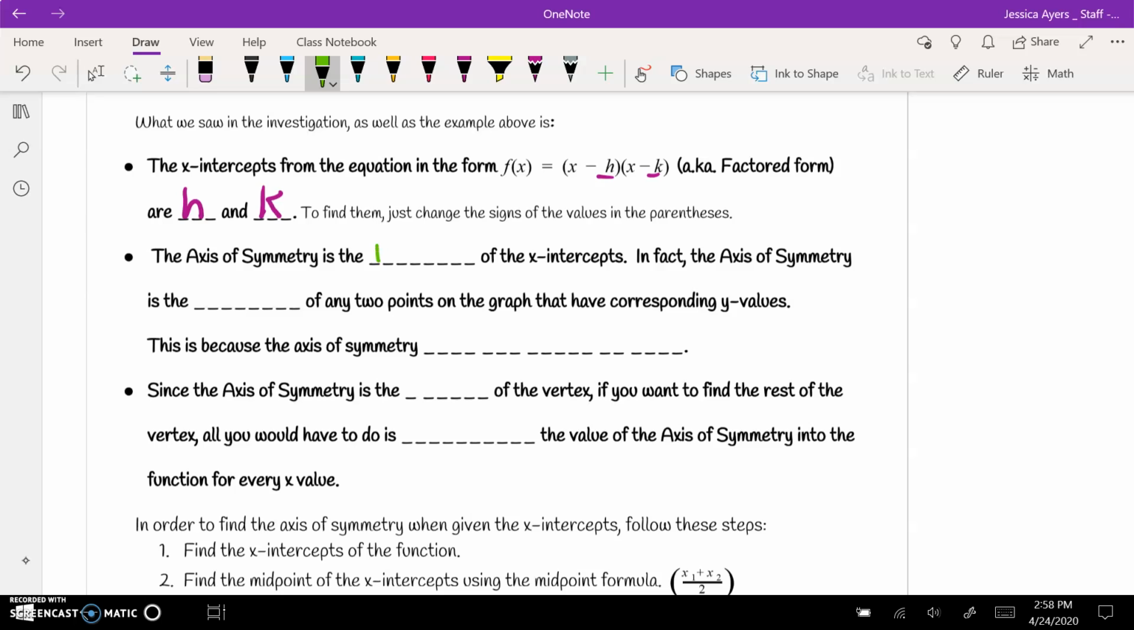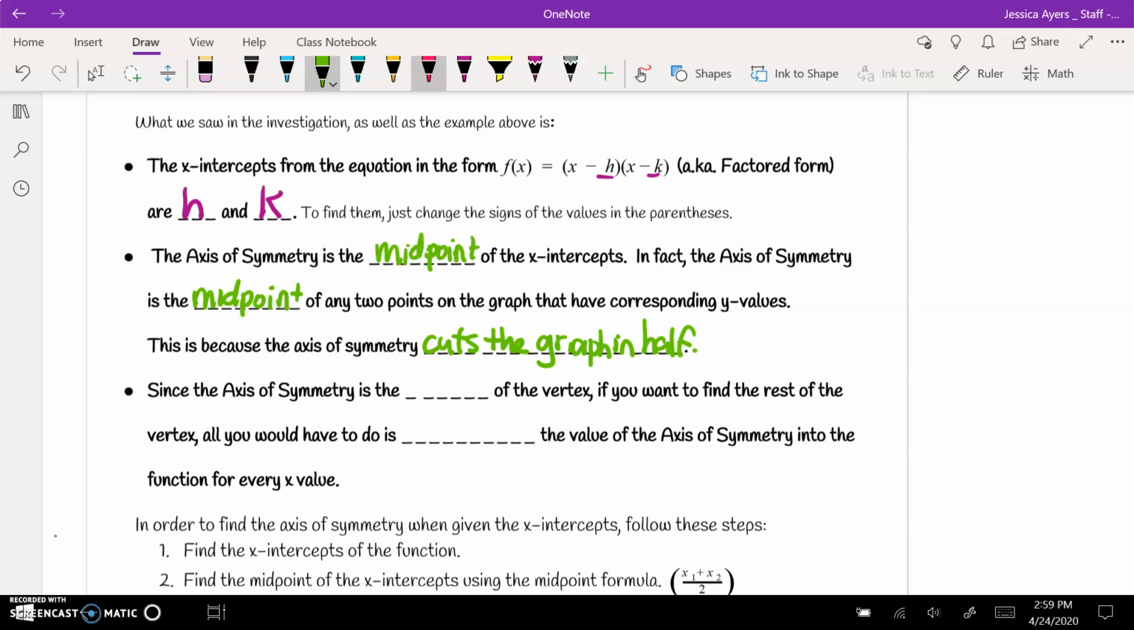The axis of symmetry is the midpoint of the x-intercepts. In fact, the axis of symmetry is actually the midpoint of any 2 points on the graph that have corresponding y values. And that's because the axis of symmetry cuts the graph in half. So it's that line of symmetry, so it's the reflecting point, so everything on the left will correspond to something on the right. So as long as they have the same y value, then the axis of symmetry will be the midpoint of them. But the x-intercepts are the easiest to find, which is why we use them.